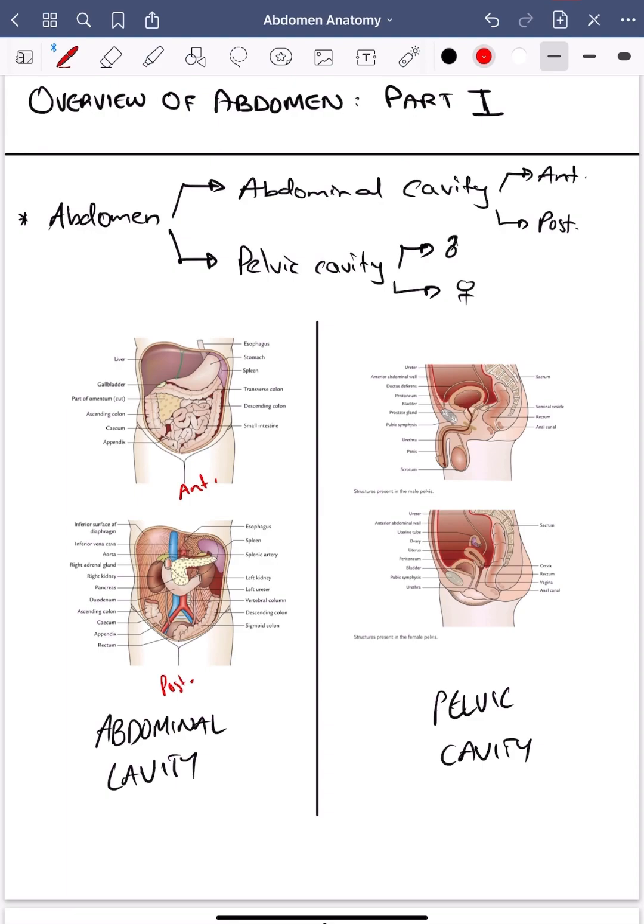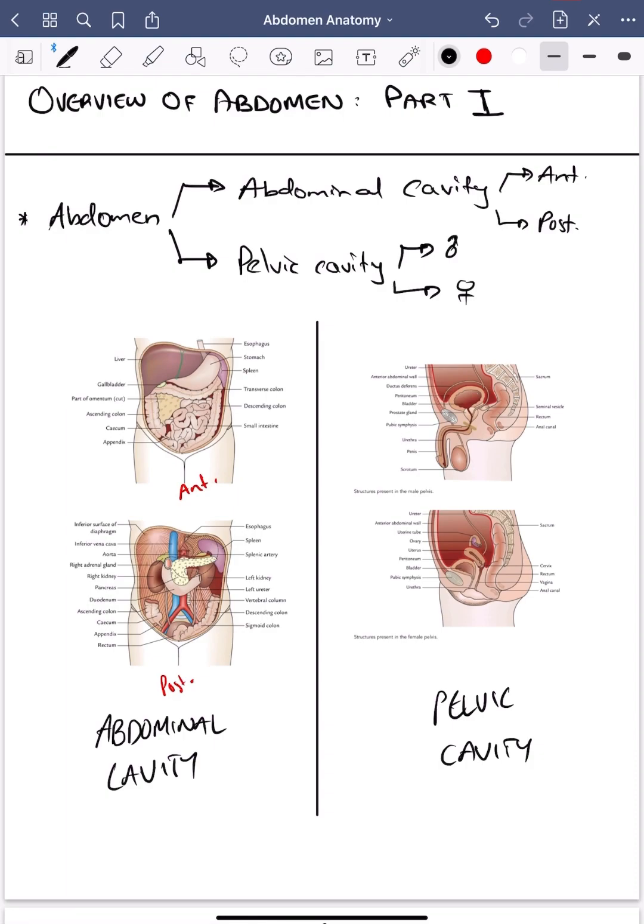And the pelvic cavity is different in the males and the females. So the basics are the urinary bladder, which is common in both. Then in the males we have the urethra, the male urethra, the testes, the prostate, and in females we have the vagina and the uterus. Okay, so from your exam point of view, questions will be asked from both the abdominal cavity and the pelvic cavity. Now I'll be beginning with the discussion on the abdominal cavity, and after discussing the entire abdominal cavity, we'll move on to the pelvic cavity.